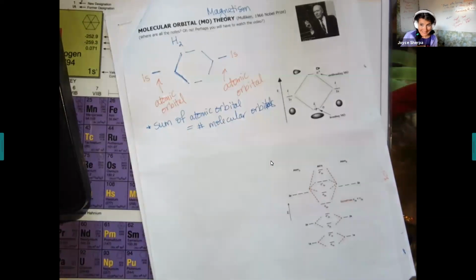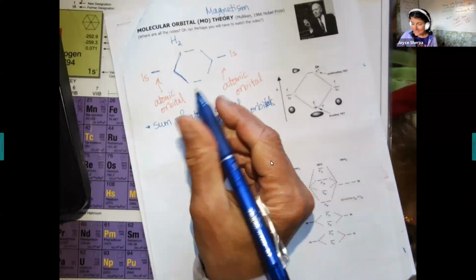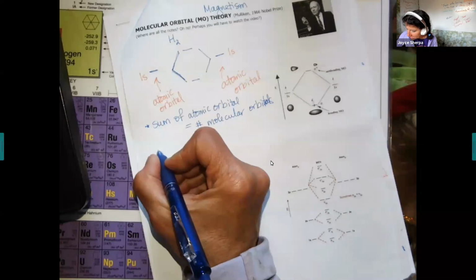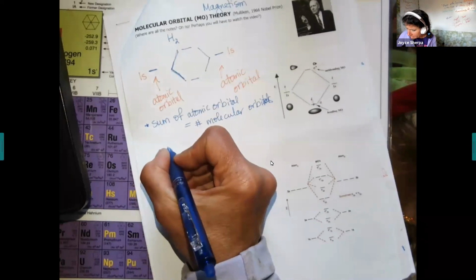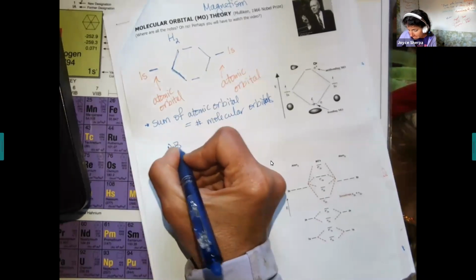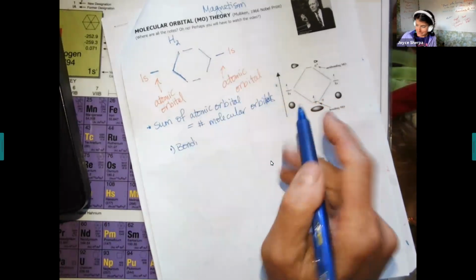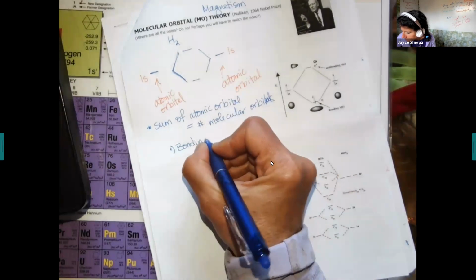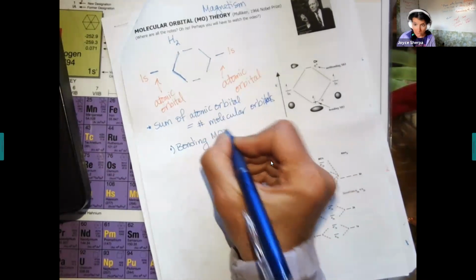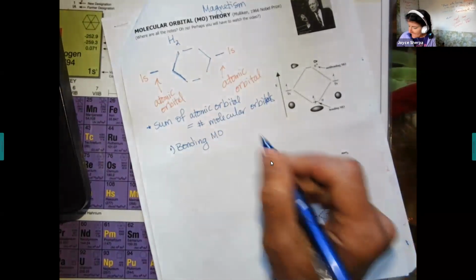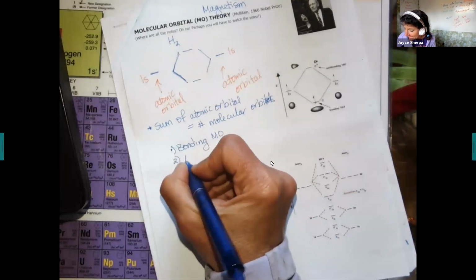You always get one that's stable. So you're going to make what are called bonding. We get two types of orbitals. So one type is called bonding molecular orbitals. It's always abbreviated as MO. So you're going to see me just write MO. So bonding molecular orbitals. So MO means molecular orbitals. And the second type is anti-bonding.